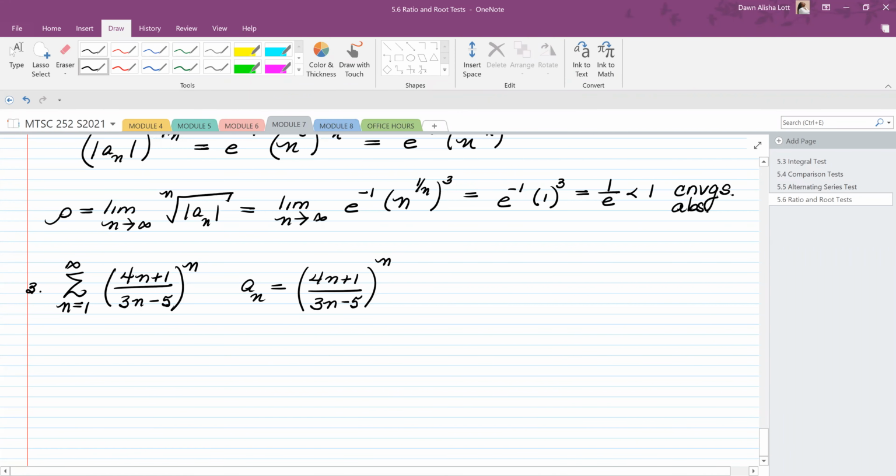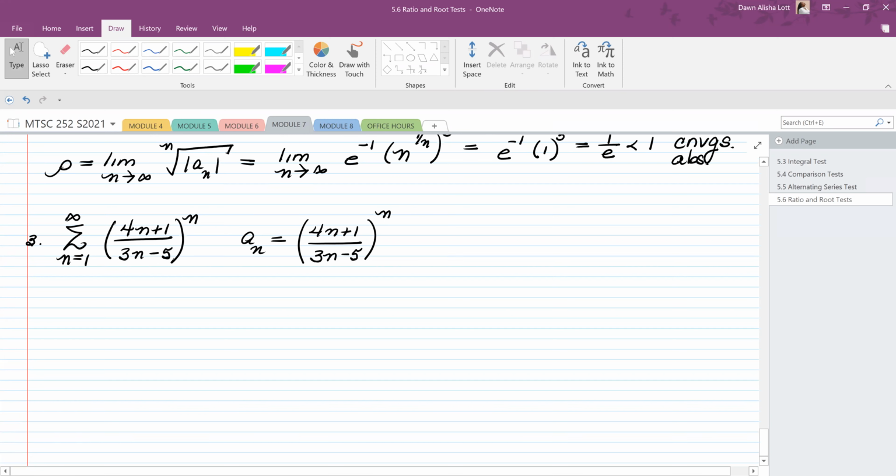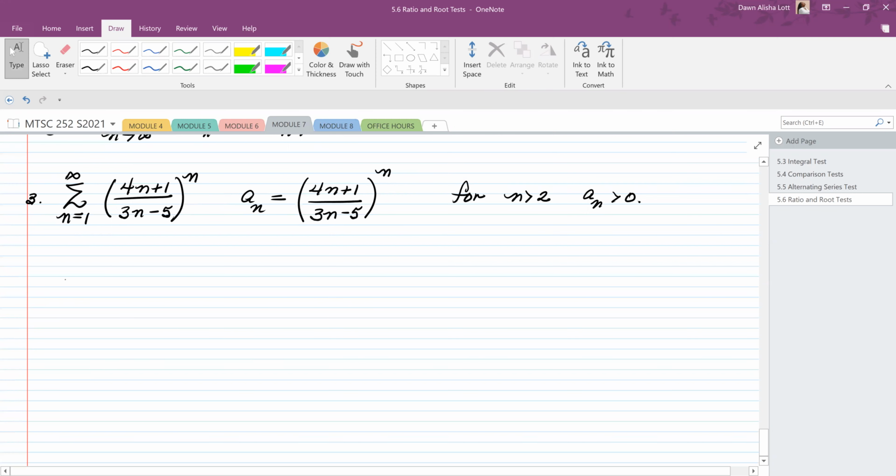So this one I am going to need the absolute value. Okay, although we can assume for n bigger than 2, an is positive. All right. So therefore, we're going to have the nth root of 4n plus 1 divided by 3n minus 5. That should be to the n, and that should be an absolute value.